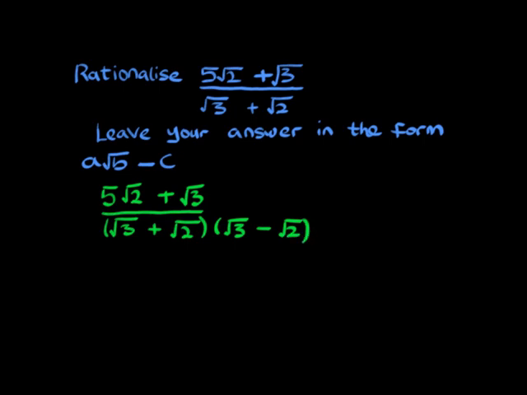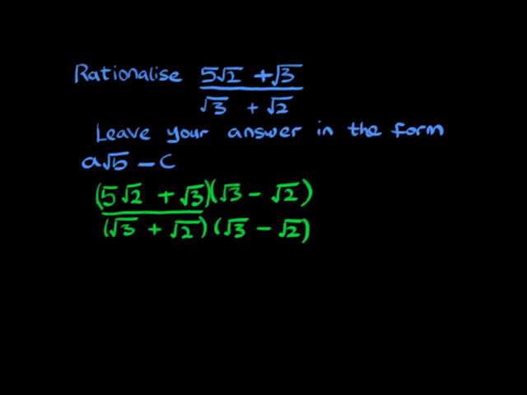Here we also have the same thing. The denominator's conjugate now multiplies the numerator also. So this would be root 3 minus root 2, multiplying both the denominator and the numerator. Now let's open this bracket.